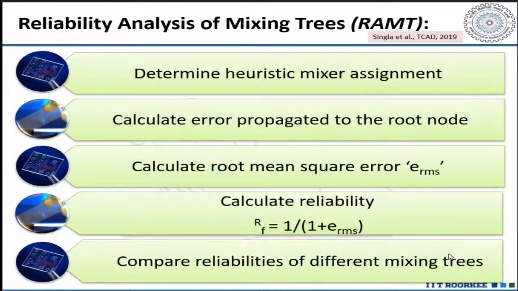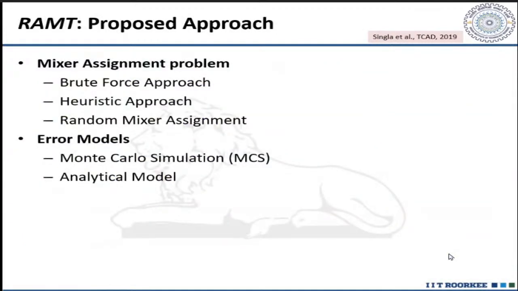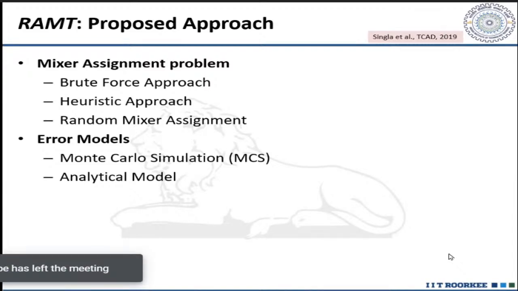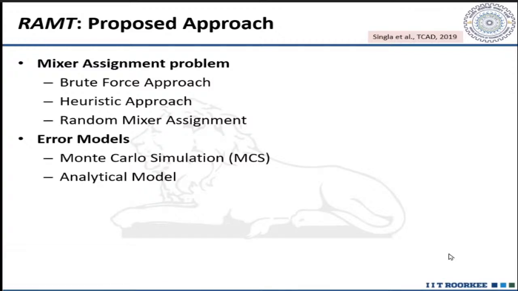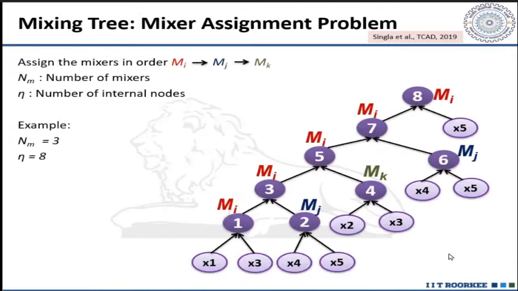That we explored in this work, and there is a sequence of tasks we have performed here, as I discussed in the previous one, and we called it RAMT, reliability analysis of mixing tree. In this work, we basically proposed a brute force approach and then a heuristic approach for this mixer assignment. For the error model, we used normal Monte Carlo simulation for analyzing the behavior of error, and then we developed an analytical model to quickly calculate the error, so that we can get the mixer assignment based on that error model. Monte Carlo takes a longer time to generate the results, so that's why the analytical model was required.